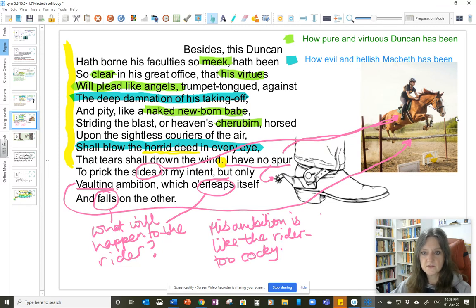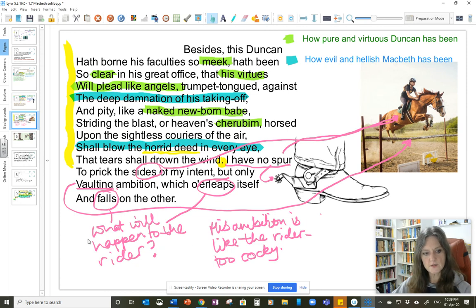So this rider looks really, really confident and is probably going to land beautifully. But in Shakespeare's metaphor here, what's going to happen to the rider or ambition when it gets to the other side? And Macbeth is kind of saying here, my ambition is like the rider, being a bit too cocky, a bit too arrogant, a bit too sure that they can use the spurs.